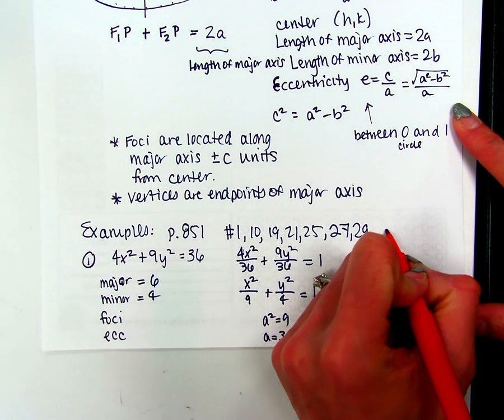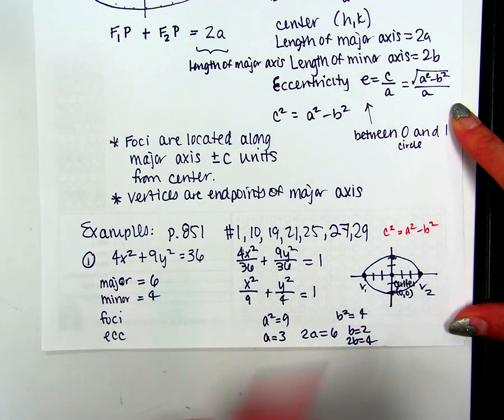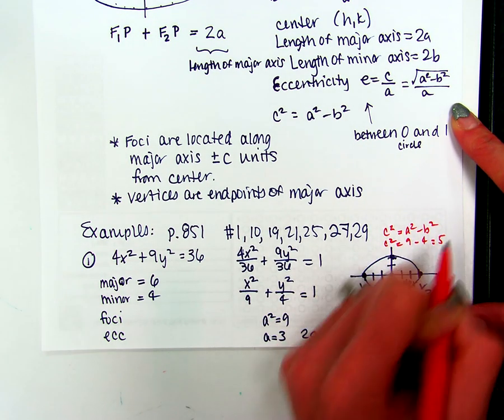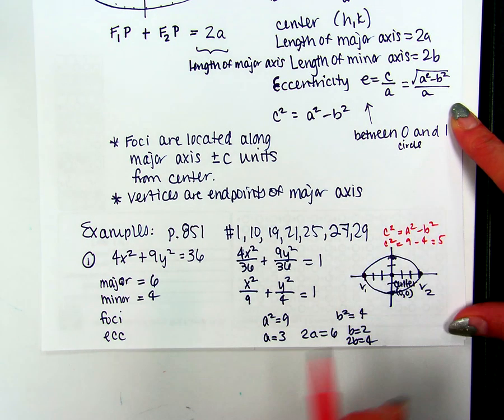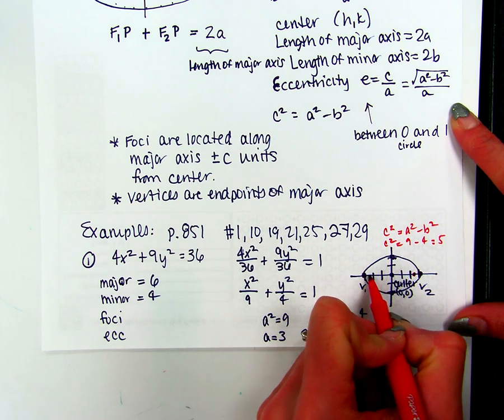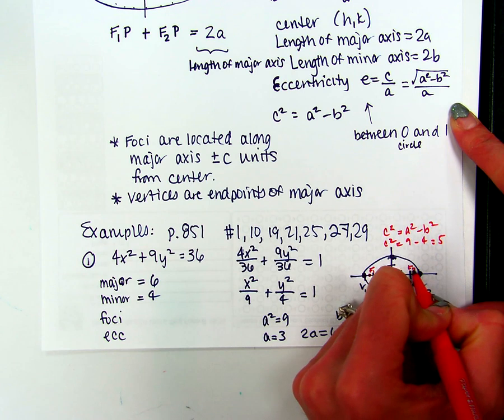c squared is equal to a squared minus b squared. So I'm just going to figure that out. So we have c squared equals 9 minus 4, which is 5. So c is going to be the square root of 5, and the square root of 5 is a little more than 2. So it'll be right there, and right there. So there's my focal point 1. It doesn't really matter which one's 1 and 2.